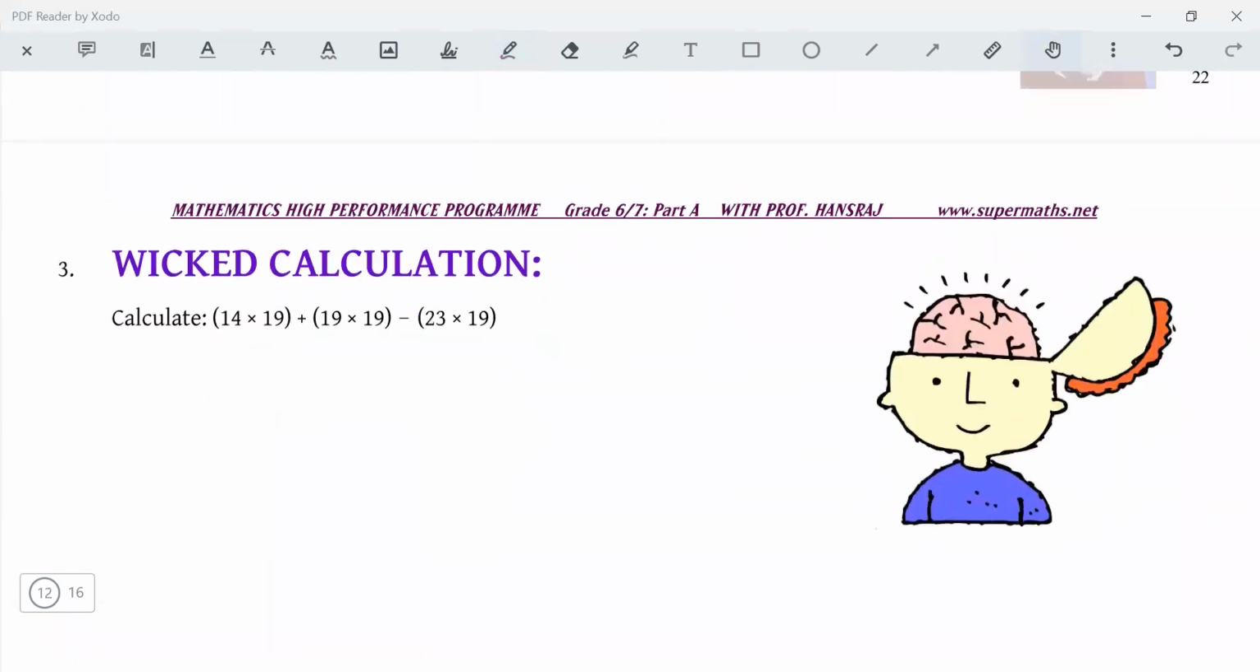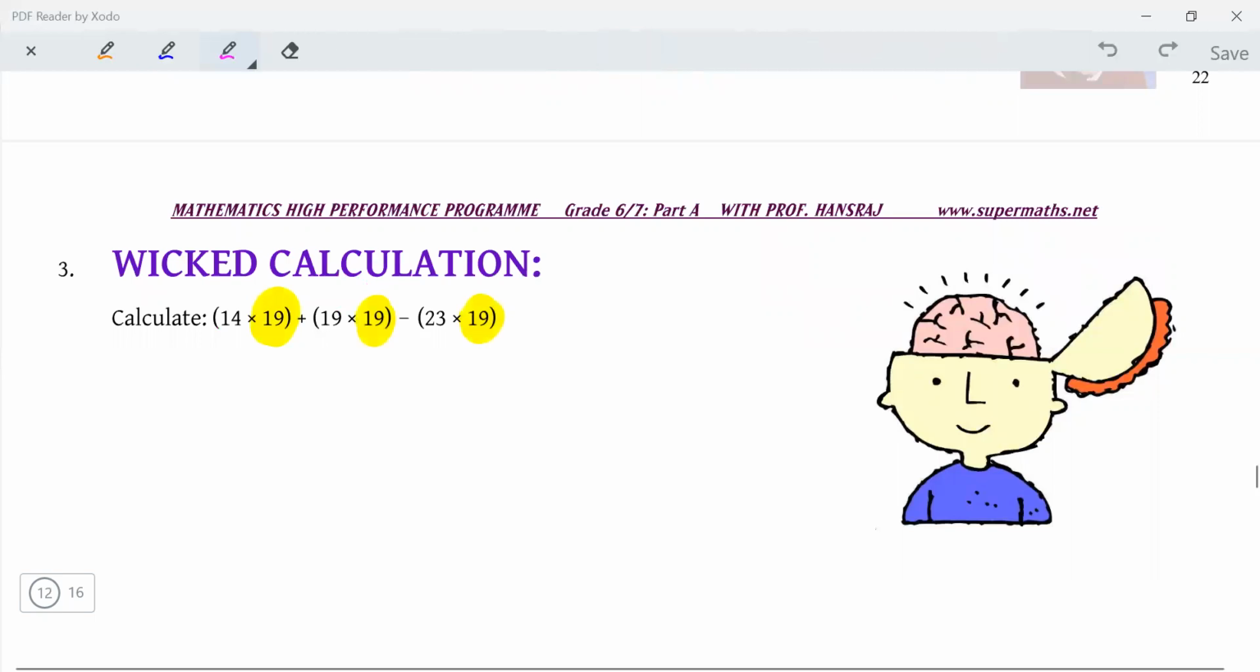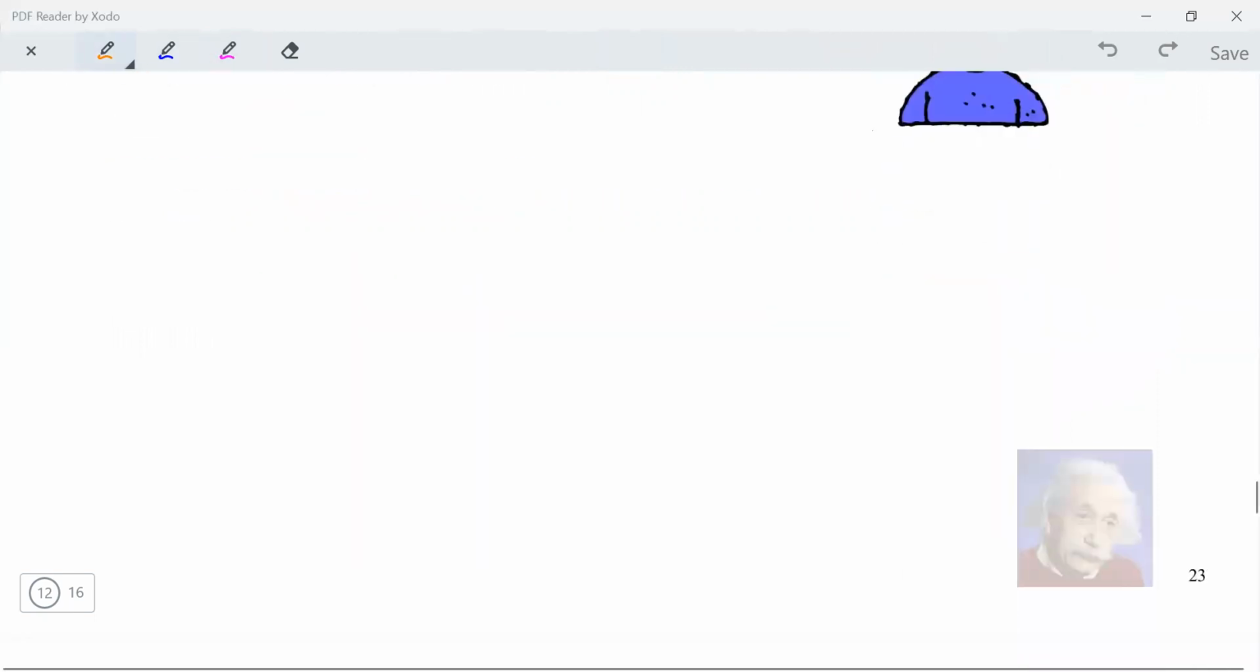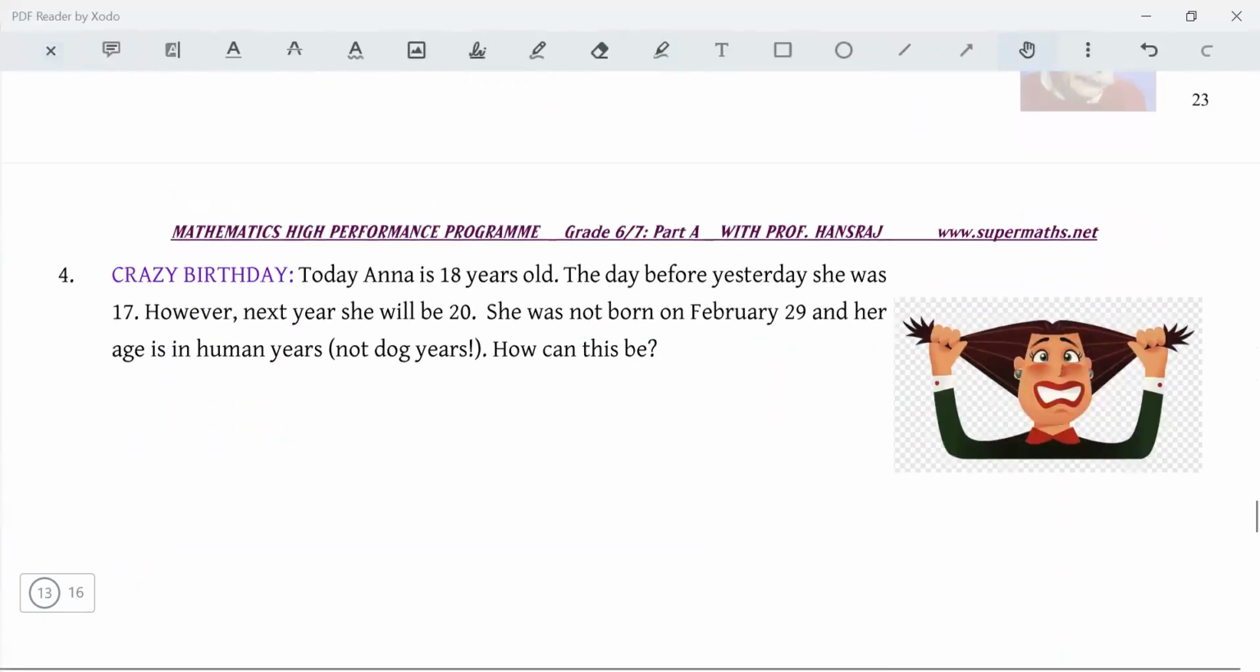Wicked calculation. Calculate 14 times 19 plus 19 times 19 minus 23 times 19. So now, what you can observe is that the 19 appears 3 times. That helps us to find a quick way to solve this problem without going into lots of calculations. How can we do it? You think about it. Fine, and then moving on to the next one.